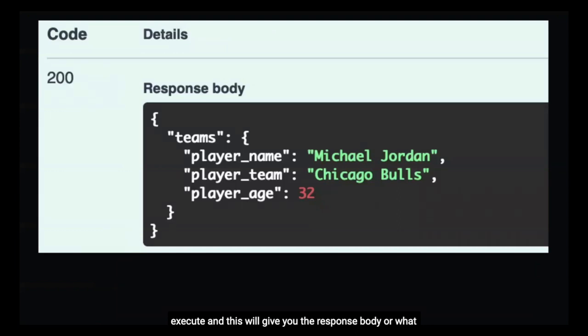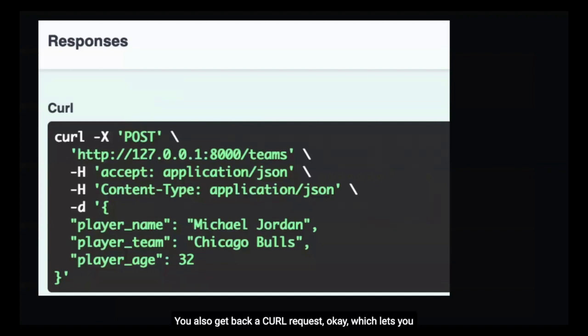Okay, and this will give you the response body or what the server will receive for the post request. You also get back a curl request, which lets you talk to a server by sending data or making a request through the command line. It generates it for you automatically, so you don't have to write it from scratch.